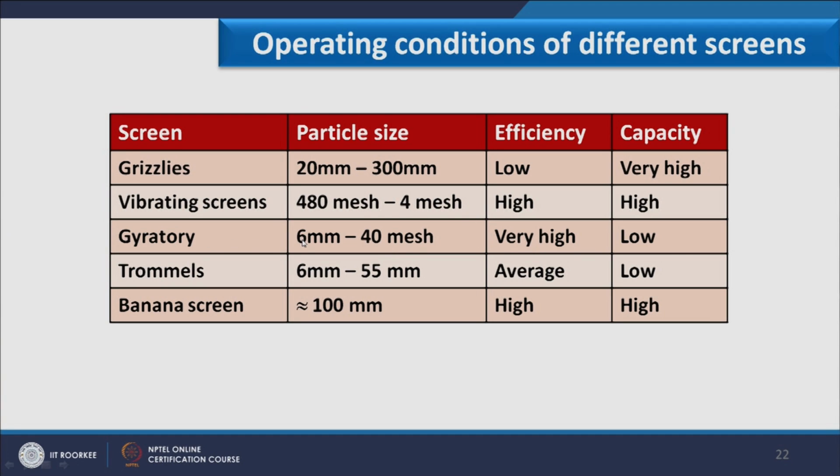Gyratory screen handles particle size from 6 mm to 40 mesh, efficiency very high, but capacity is low. Trommels handle particles from 6 mm to 55 mm, efficiency average, capacity low. The banana screen gives a size equivalent to 100 mm, efficiency high and capacity high. So, whatever size of particle you want, accordingly we can choose the suitable screen for that purpose.